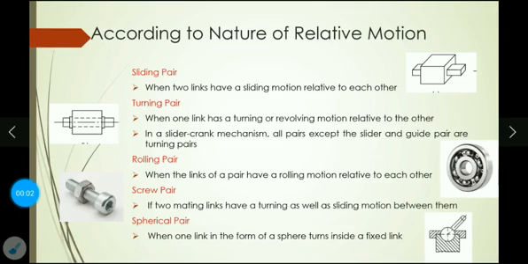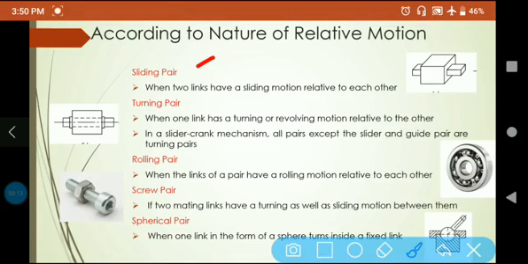Now, according to the nature of relative motion between the links, the kinematic pair has a number of classifications. One is the sliding pair, where the two links have a sliding motion relative to each other. Like in the slider crank mechanism we have discussed, the pair formed between the slider and the frame is a sliding pair, because the relative motion between the slider and the frame is sliding.